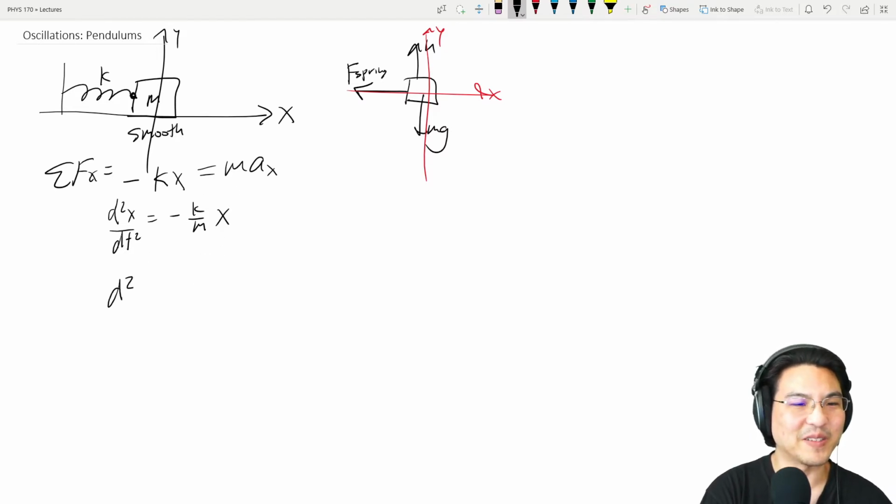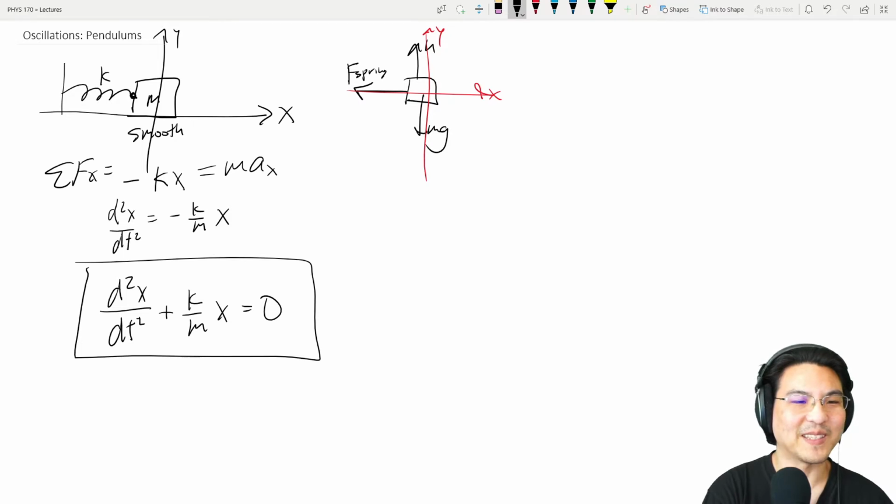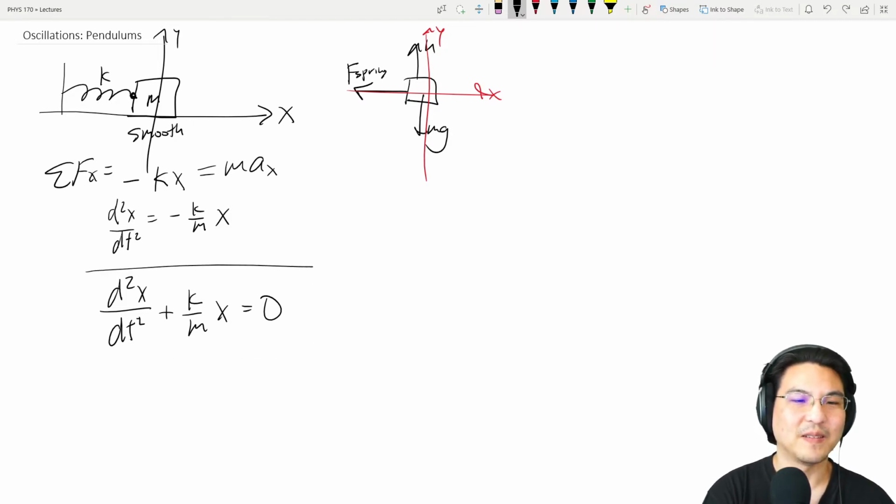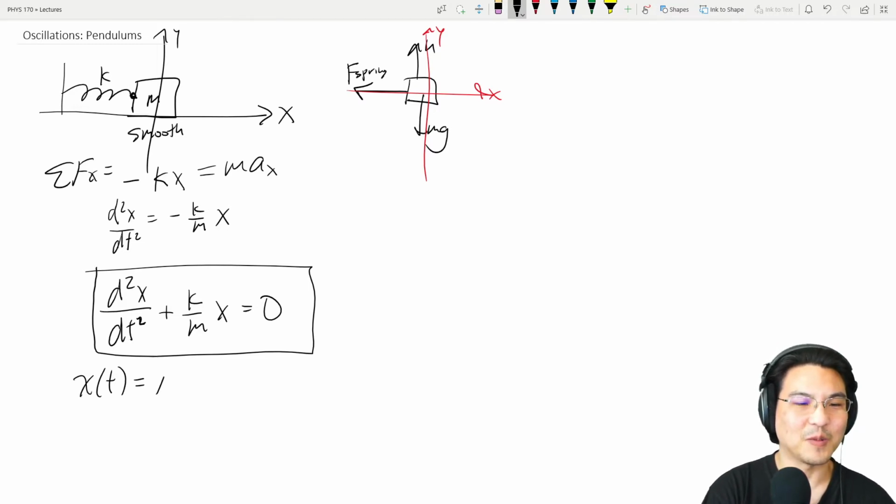One more step. Let me just move this over on this side. So same equation, I'll just rewrite it. I'll just move this on the same side, because I just want to show that that's a second order ODE. Okay, I'll leave it like that. Here's our second order ODE. And what is the solution? What is X? Some sort of sinusoid that looks like this.